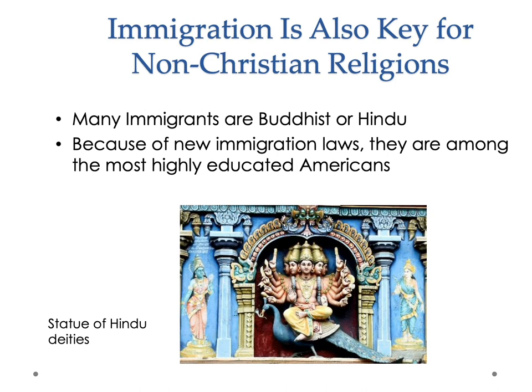Finally, I'll say that immigration is also a key factor for non-Christian religions. Many immigrants are Buddhist and Hindus, and because of new immigration laws, they're among the most educated Americans. Immigration continues to shape religion in the United States. Since 1967, U.S. policy has limited immigration for many countries, and people with high levels of education and in-demand skills are given preference for migration. As a result, we have many immigrants who are highly privileged and who bring their religions with them. And so many Buddhists and Hindus in America are highly educated because of immigration policies that favor educated individuals.